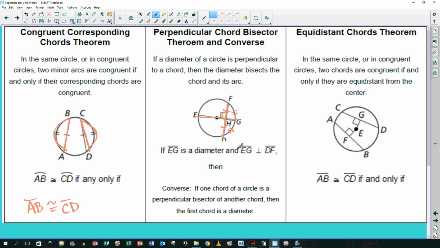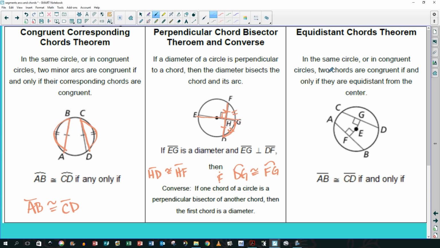So if EG is a diameter, and EG is perpendicular to DF, then HD is congruent to HF, so segments, and DG is congruent to FG, and these are arcs. So if this is perpendicular to this, then you get two things that are congruent. The converse just says if one chord is perpendicular to another chord, then the first chord is the diameter.